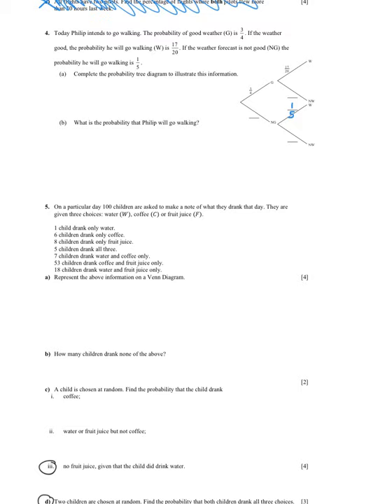So we have a 3/4 probability of good weather. That means there's a 1/4 probability of not good weather. And then over here we'd say 3/20 that he doesn't walk. And then down here there's a 4/5 chance he does not go walking if it's not good weather.